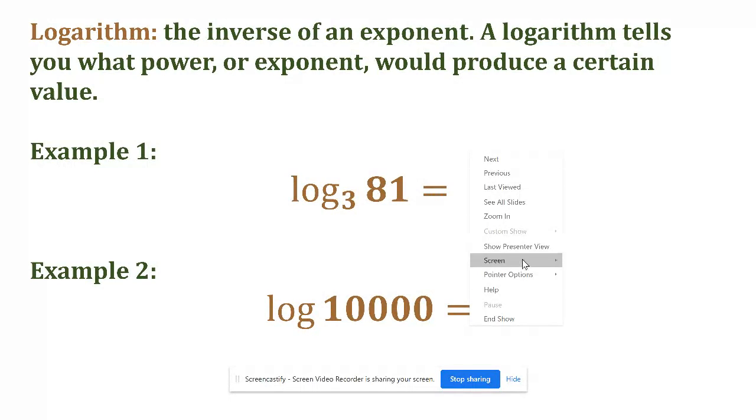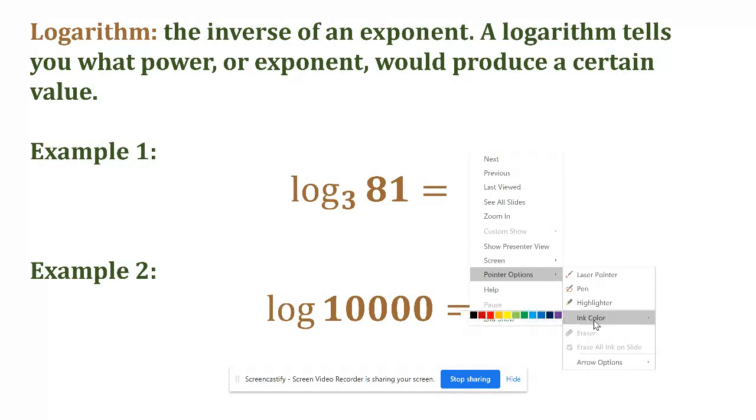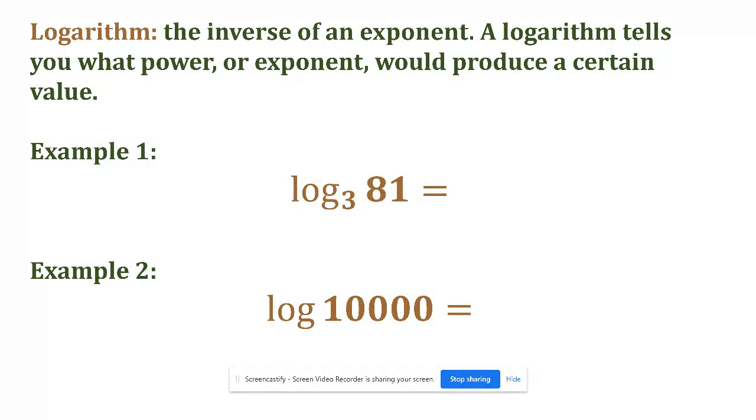So looking at this first example, the way we'd read that, we have log, which is short for logarithm, and then we have this little 3, and then 81. And the way you would read that is log base 3 of 81. I'm going to go ahead and point out that this is called the base. And the base in a logarithm is the same concept as the base when you have an exponent. So here's the idea. With an exponent, you would say 3 to the 4th power equals 81. And that's what the exponent means. 3 times itself 4 times is 81.